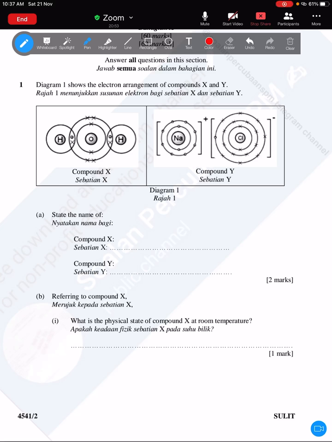Guys, one tip, one hint to answer this kind of question. Whenever you get Paper 2, don't get so excited answering the question. Look at the question itself and try to understand what information you can actually gain from the question.